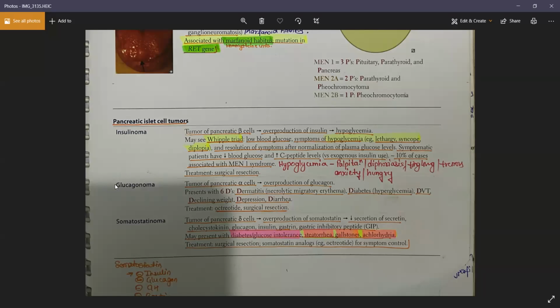And if you guys remember, this necrolytic type of rash is also seen in zinc deficiency. Remember the dermatitis of zinc? Yeah, acrodermatitis enteropathica, where you have the dermatitis along with the diarrhea also.